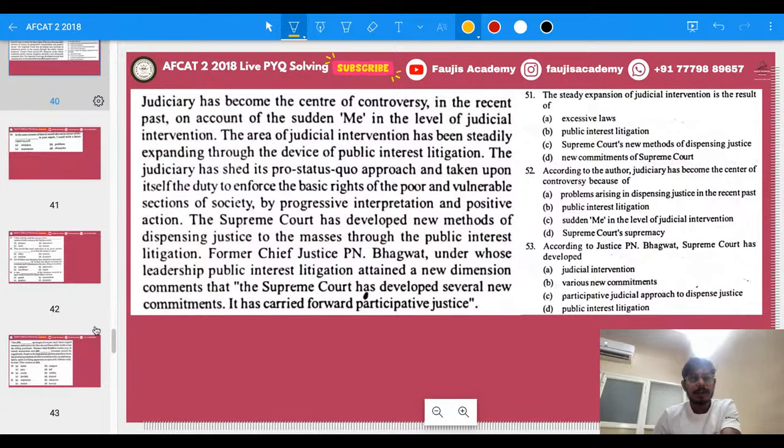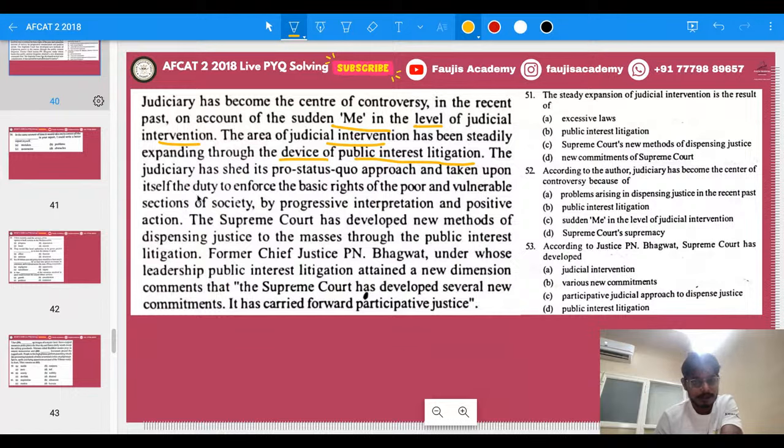Judiciary has become the center of controversy in the recent past on account of sudden me in the level of judicial intervention. The area of judicial intervention has been steadily expanding through the device of public interest litigation. Public interest litigation is that me or you, we can drop a complaint with a court that this is not good for the larger public.